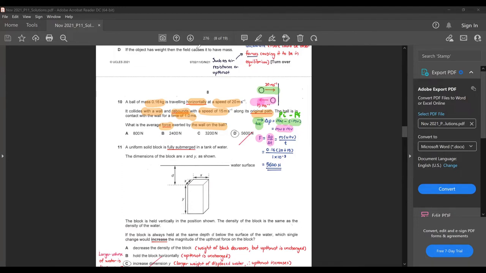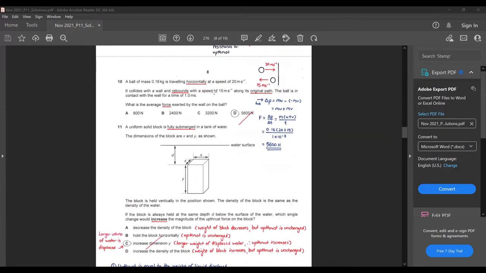So this one, just substitute down here. When you say rate of change of momentum, momentum change over time will be 0.16 times 20 plus 50 divided by time, 1 millisecond. Remember to change into second. You're eventually going to get the answer of 5,600 Newton. So answer is C. Okay, so this one pretty straightforward. Then I'll just clear off the diagram. Okay.